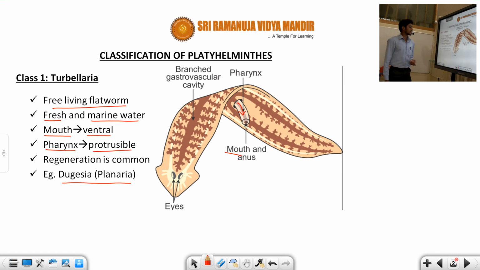Here we can observe a great regeneration capacity, which is very common in Planaria. So these are the basic features of class 1, Turbellaria. Fine. You can see the diagrammatic representation of Planaria. Fine, students. So next, another class.